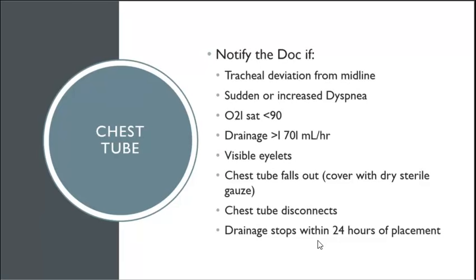Let me say that again. Drainage of 70 mLs or more an hour. Visible eyelets. If the chest tube falls out, you're not going to reinsert it. If you see nurses reinserting it, I'll just gasp. Don't do that, because if it's coming out, that means it's no longer sterile, and you may not be putting it back into the pleural space appropriately.